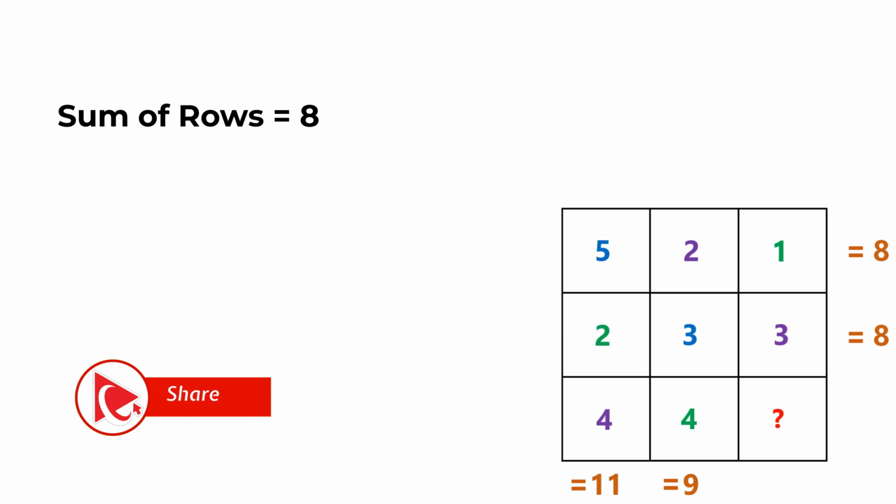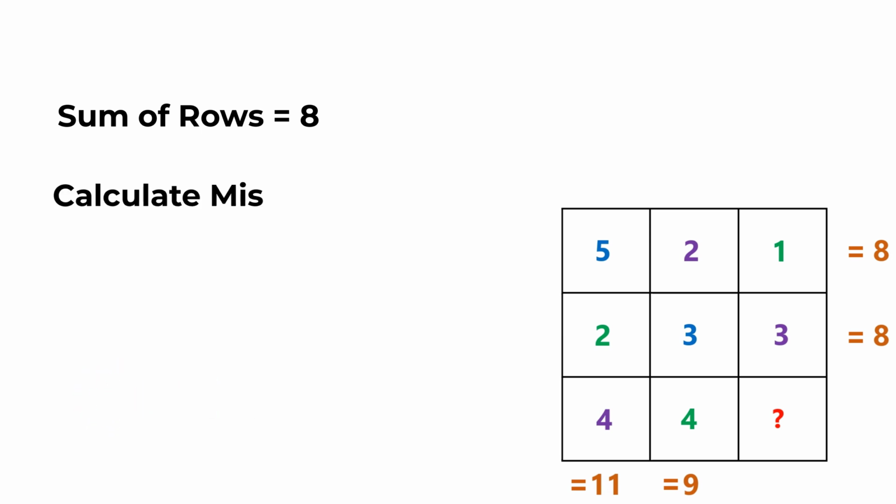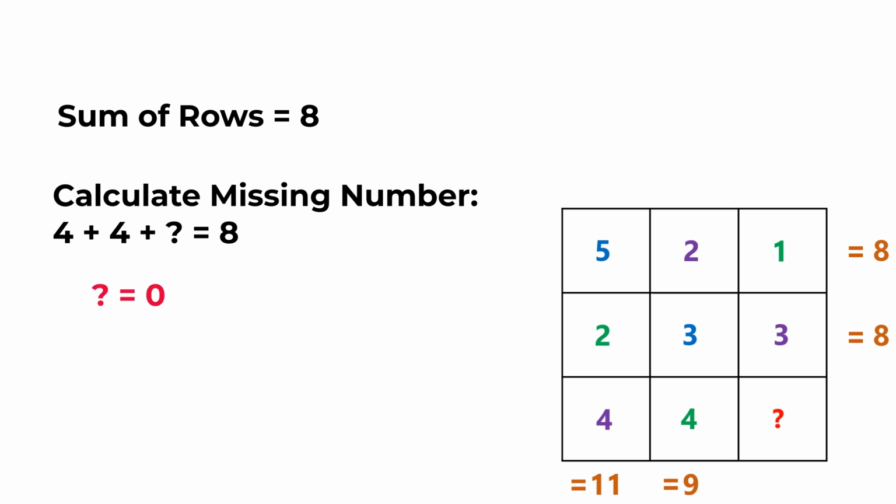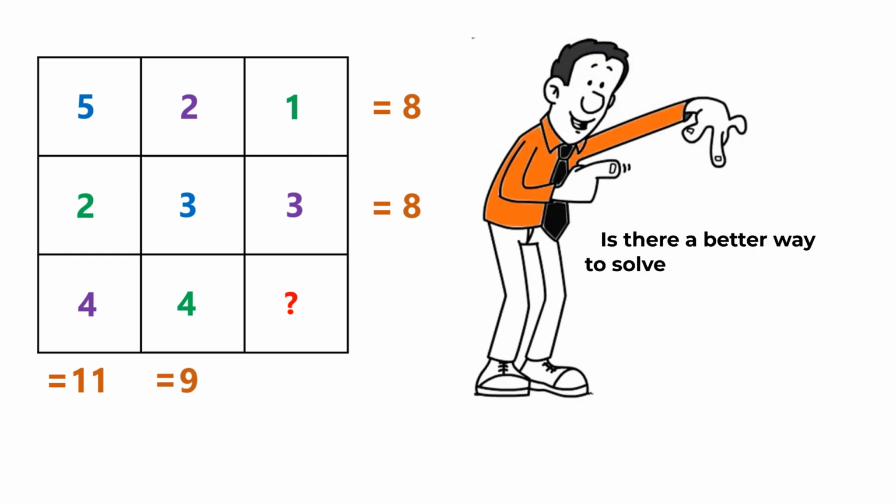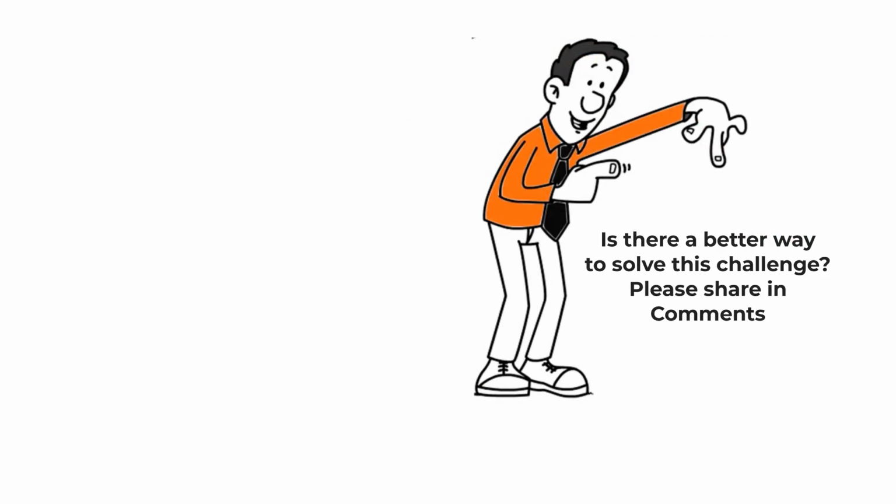If we know that the sum should be 8, we can assume that 4 plus 4 plus a question mark, which would be representing the missing number, would be equal to 8. So the missing number would be equal to 0. The correct choice here is choice A, 0. Hopefully you've nailed this question on your own and now know how to answer similar problems on the test.